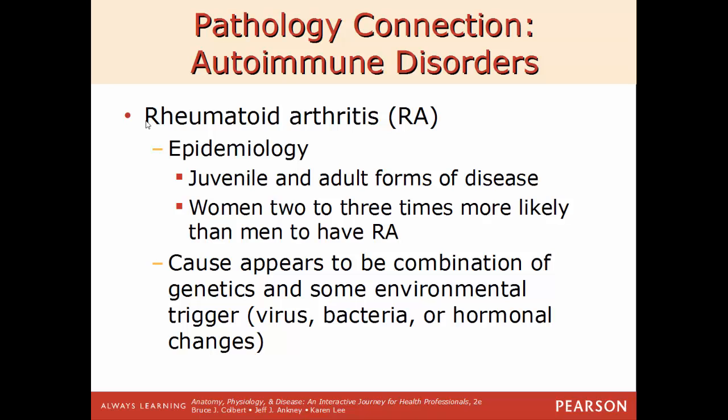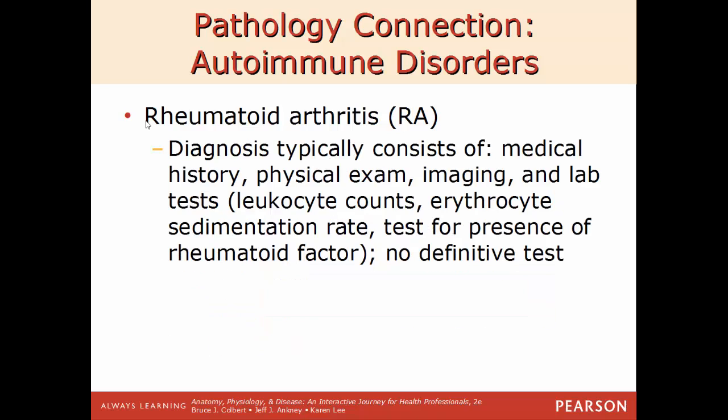It could be a virus, it could be bacteria, it could be hormonal changes. Now, diagnosis typically will consist of medical history, physical exam, imaging, lab tests such as leukocyte counts or red blood cell sedimentation rates, and the presence of rheumatoid factor. But there is no one definitive test for RA.